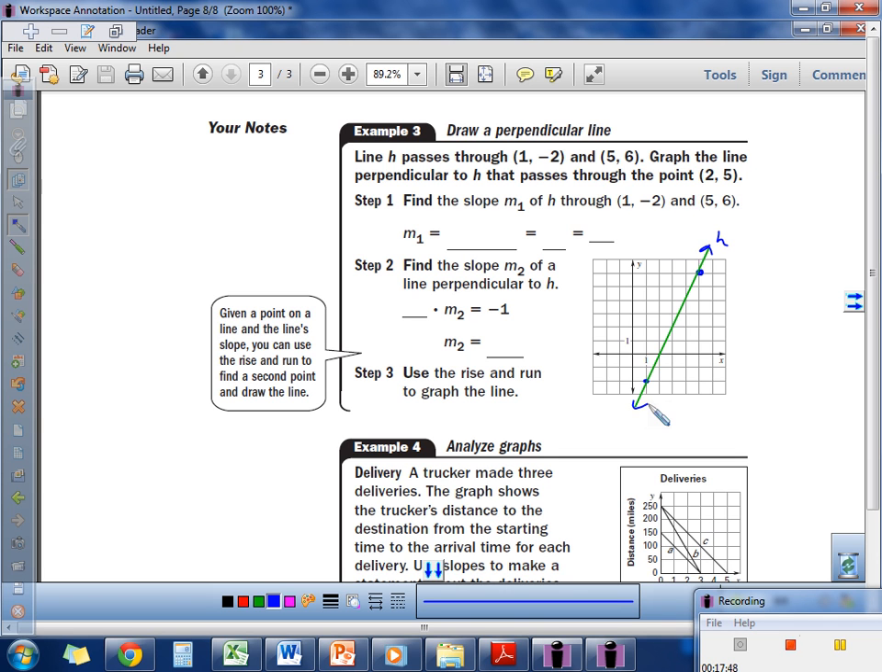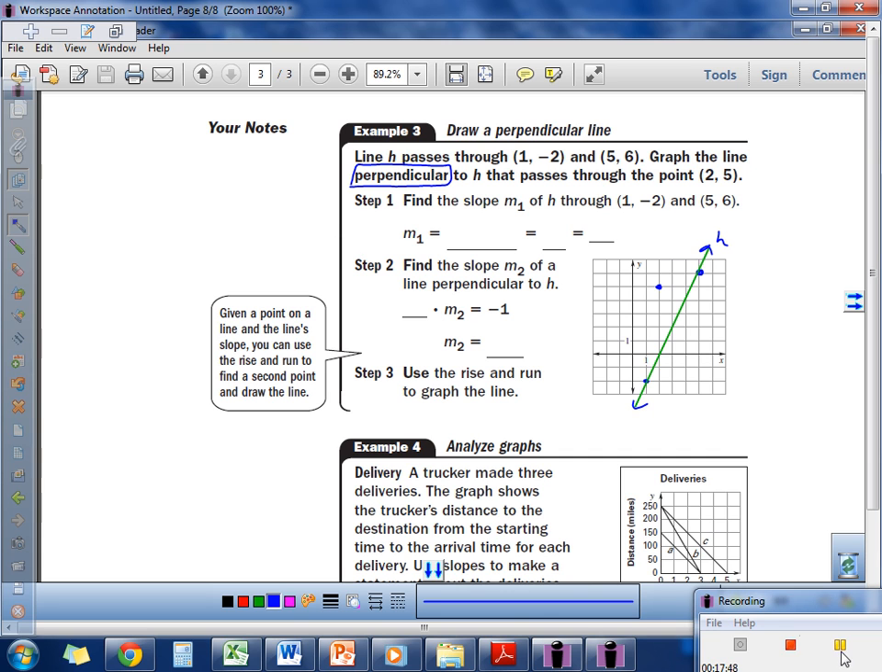Graph the line perpendicular to that one that passes through 2, 5. So here's 2, and then up 5: 1, 2, 3, 4, and 5. All right, 2, 5. I've got to go through that point and be, oh, it says perpendicular. I like to highlight that key word. I want to be perpendicular to that original line.